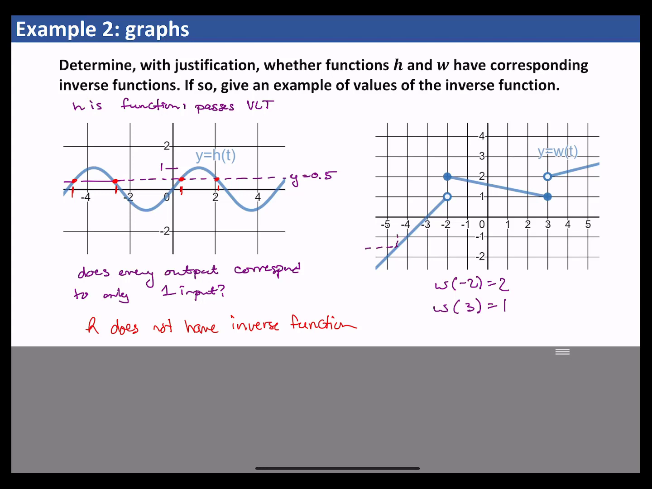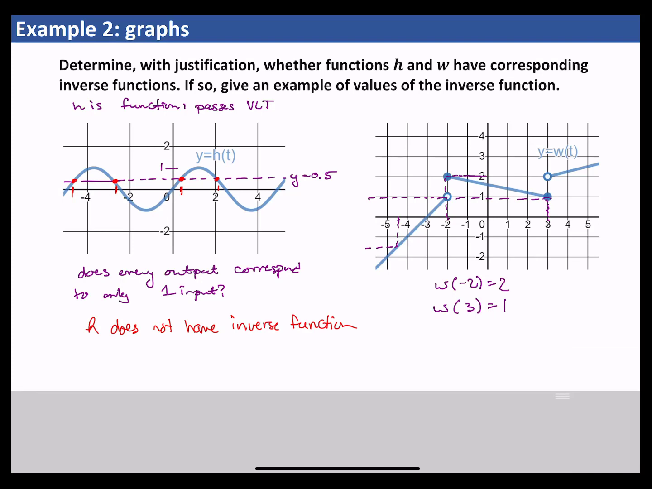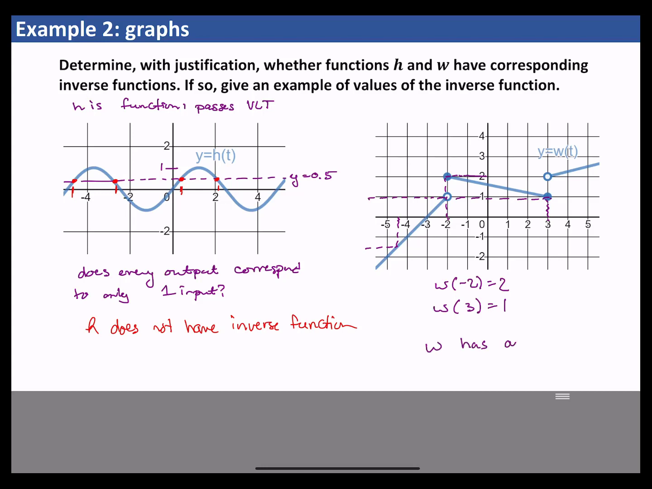Even at y equals 1, the only corresponding t value is 3. And at y equals 2, the only corresponding t value is -2. So another way to look at this is to notice that any horizontal line representing any output of w will always correspond to one and only one input of w. Thus, w has an inverse function. So in this case, it would make sense for us to say something like, since w of 3 equals 1, from another perspective, w inverse of 1 equals 3.